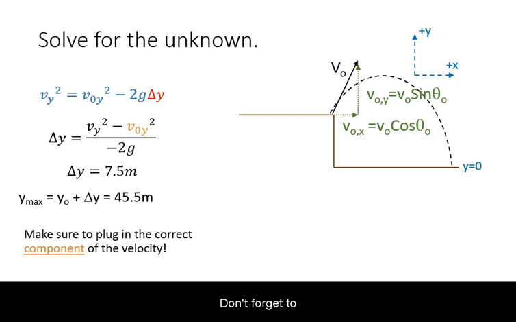Don't forget to add the change in height to your initial height. Also, double check that in your calculation, it is the vertical component of velocity that you used. Otherwise, you will make a mistake.